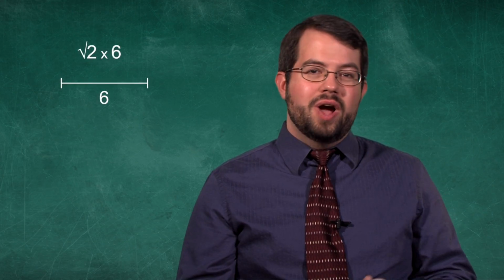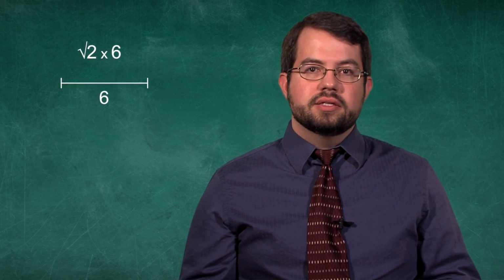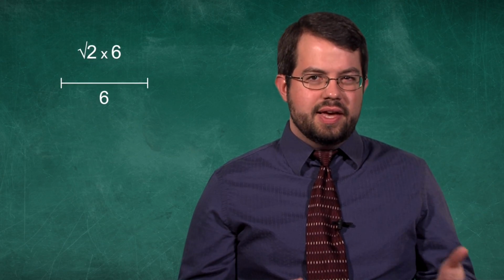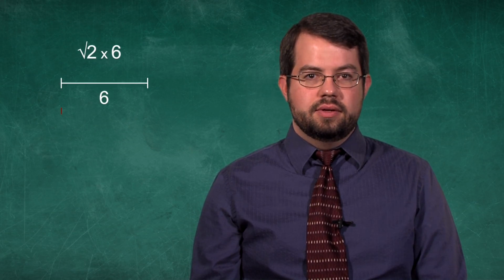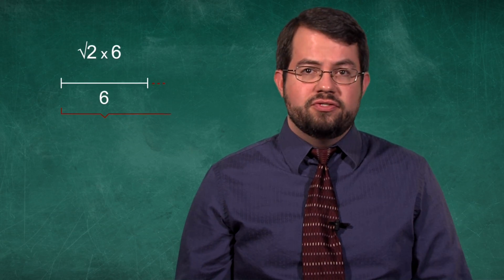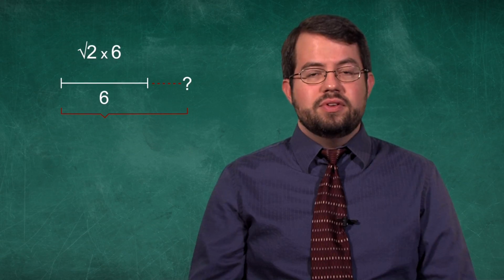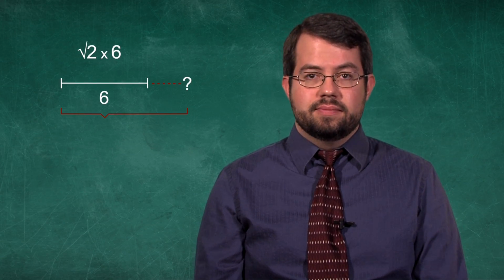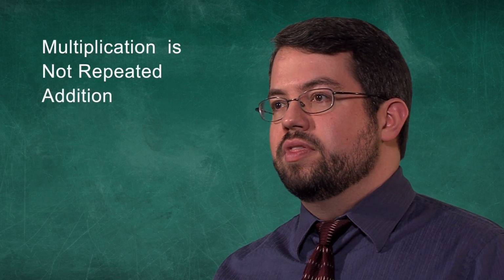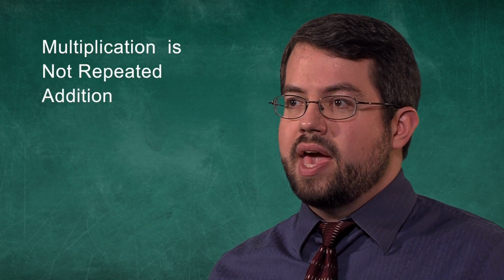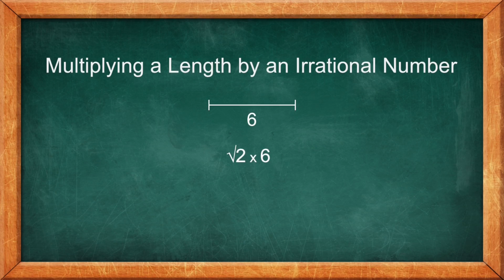But what if we turn this around? What could the product the square root of 2 times 6 mean in terms of lengths? Or even the square root of 2 times the square root of 5? Does this product even mean anything in terms of lengths? Again, we're driven to the conclusion that multiplication is not just repeated addition, even if in some cases we can represent it that way. How to multiply a length by an irrational number is certainly the hardest question we've asked so far. It is possibly the hardest question of the whole series.